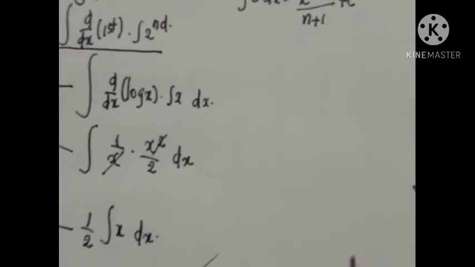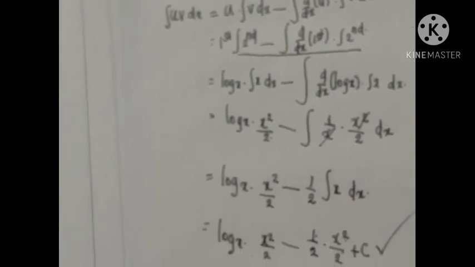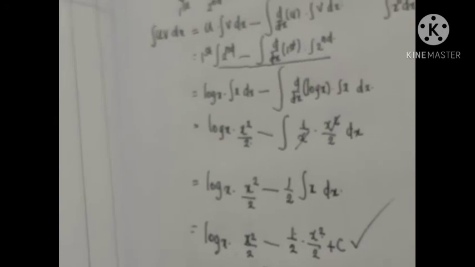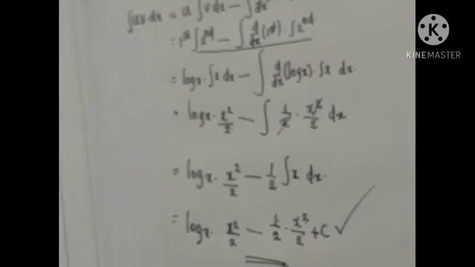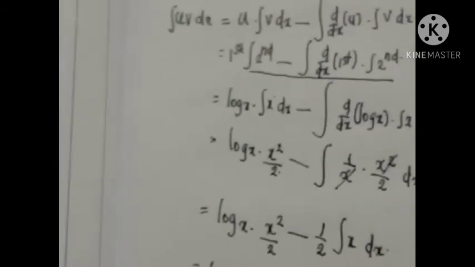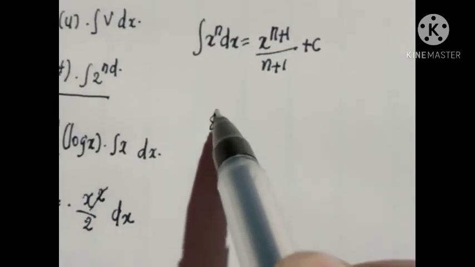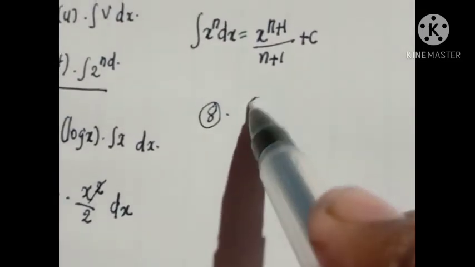Now, let's see another question. I am discussing exercise questions, exercise 7.6. The first 4 or 5 questions are too simple, so do it by yourself. Let's see another question, question number 8. Let's see the question.